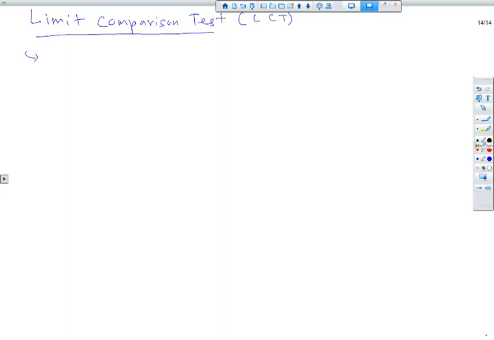In this review, we're going to study one of the very important tests for convergence called the limit comparison test, what we normally call LCT. One of the benefits of this test is that any problem that you can do under direct comparison, you can do using this test. That's what we need to remember.